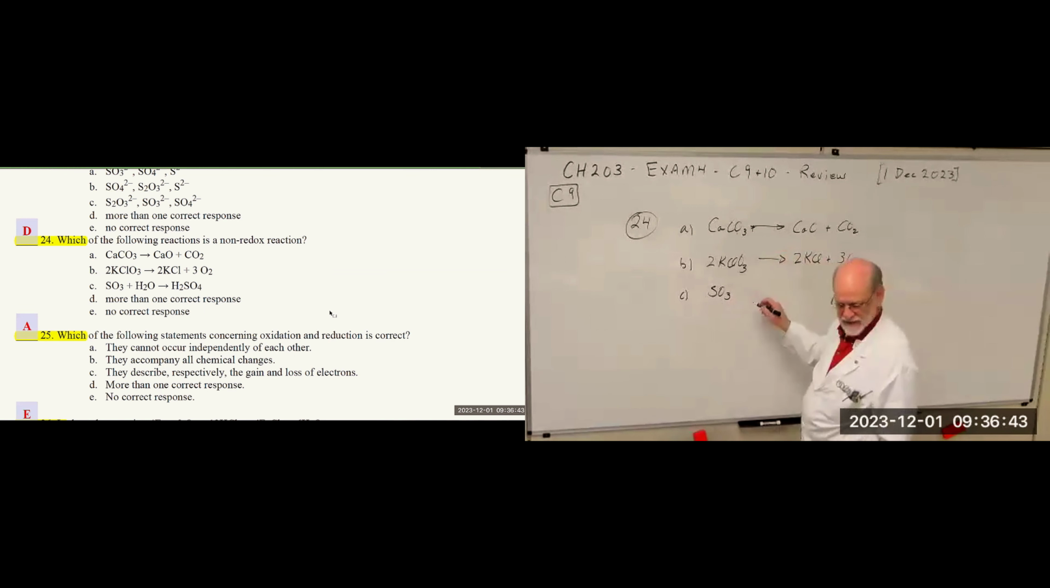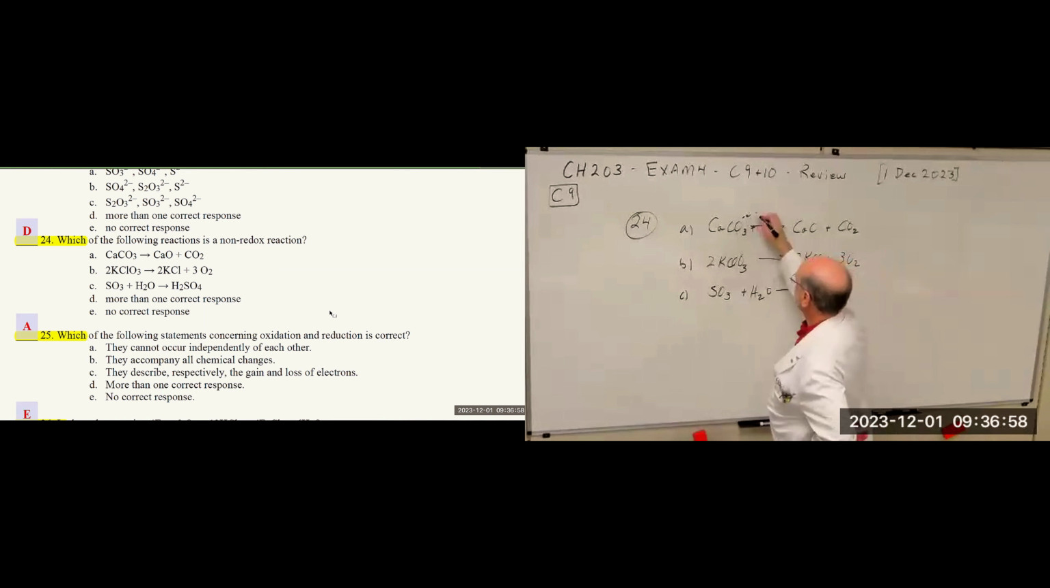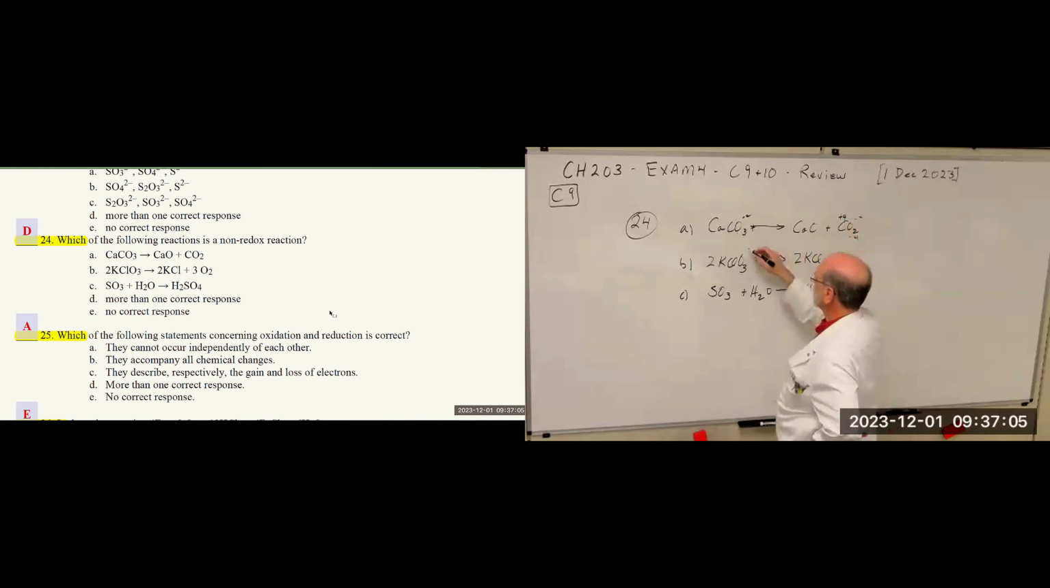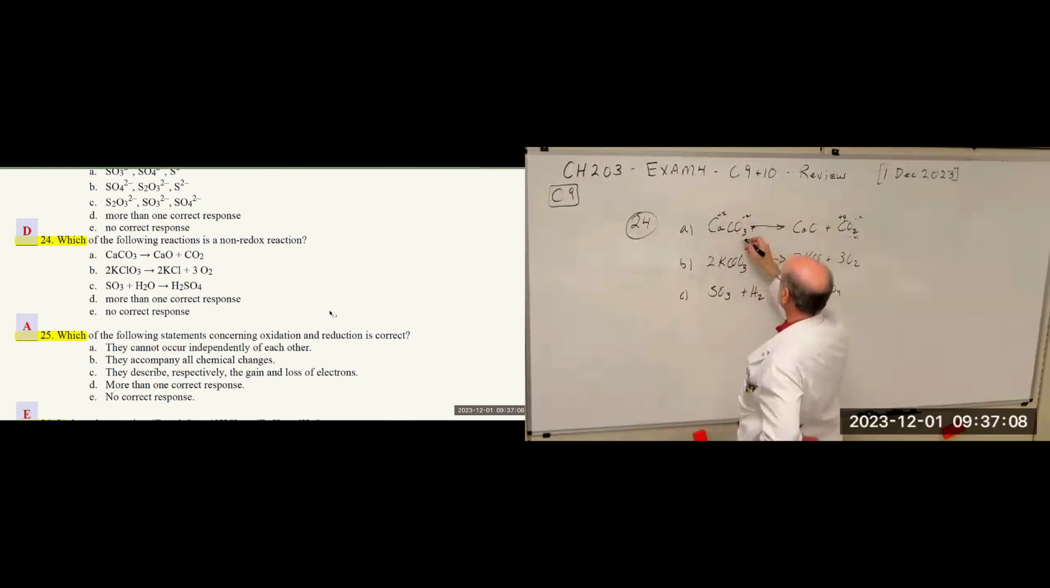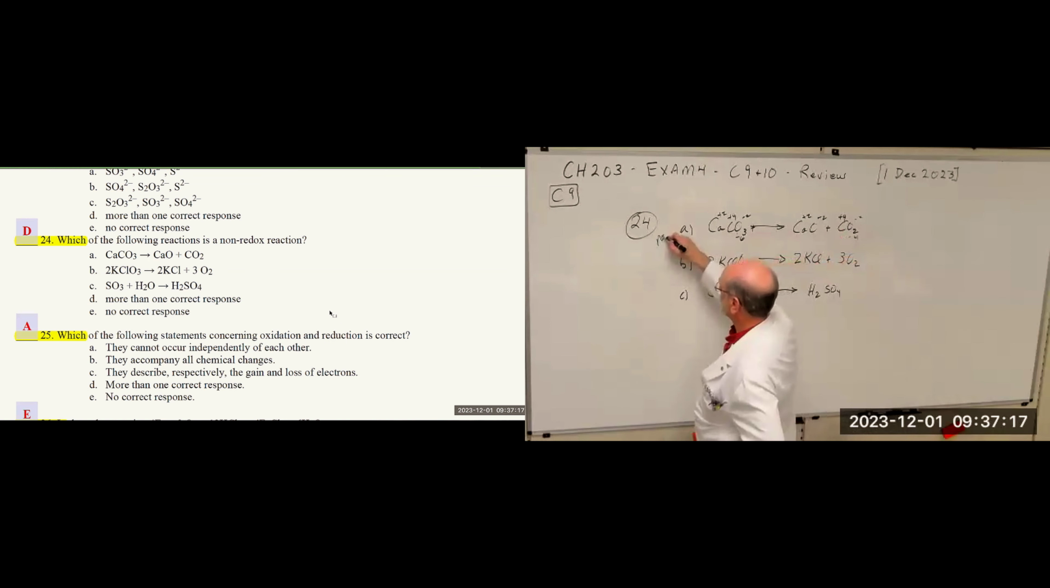SO3 plus H2O yields H2SO4. Okay. All right, we're looking for the non-redox. So this is a -2. This is a -2, which is -4 total. This is +4. How about this one? This is +2. This is -6. So that's -4. This is also +4. And the calcium here is +2, -2. Okay, so this is non-redox.